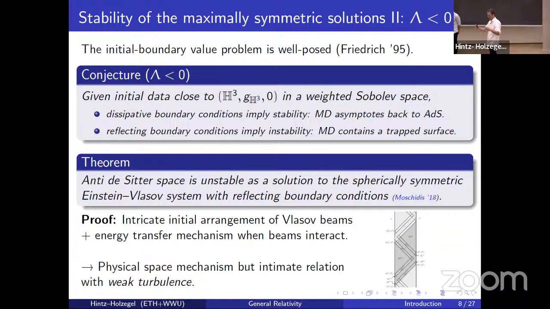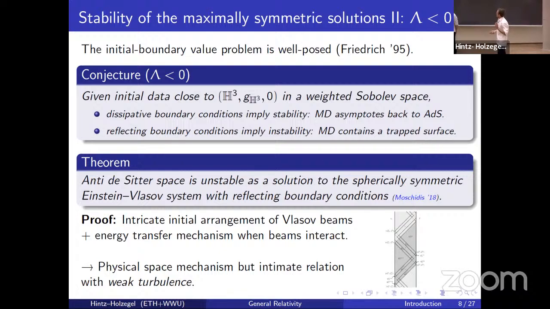But if you impose reflecting boundary conditions, then the expectation is that you have instability, that even arbitrarily small initial data will form a trapped surface and eventually a black hole. So that's open, but fundamental progress was made for a spherically symmetric toy problem, the Einstein-Vlasov system, by Moschidis some years ago, and he proved that AdS is unstable for that model, and he in fact proved that trapped surfaces will eventually form.